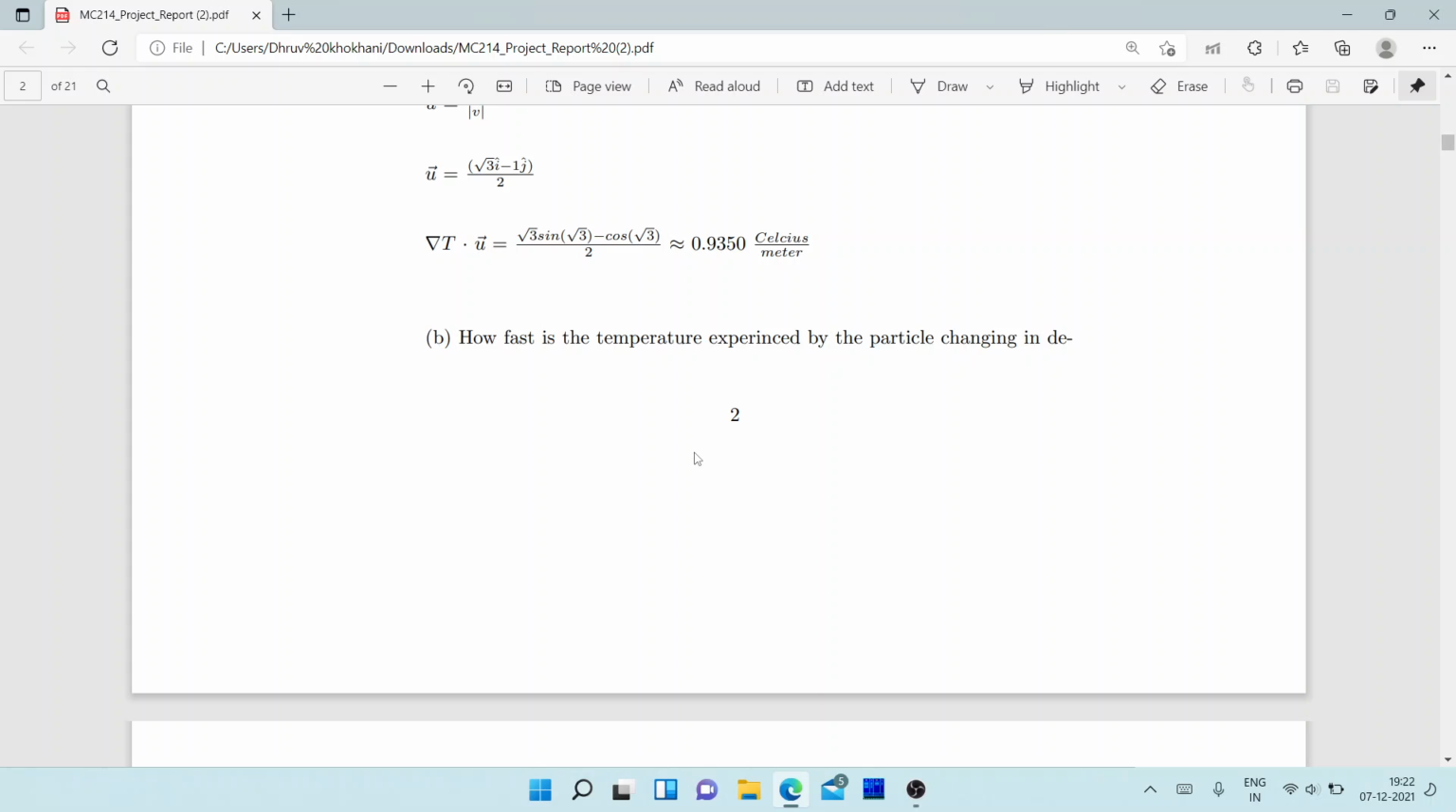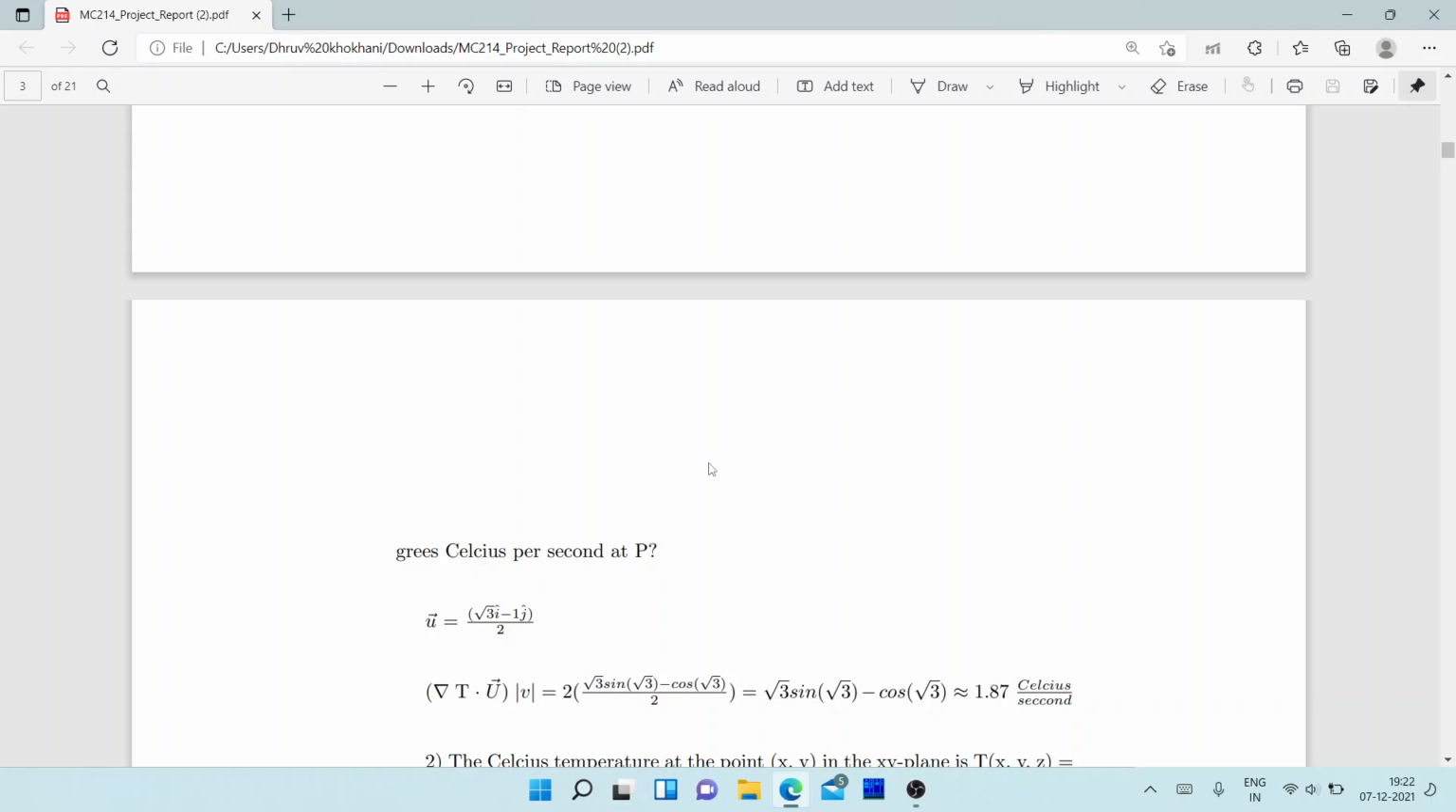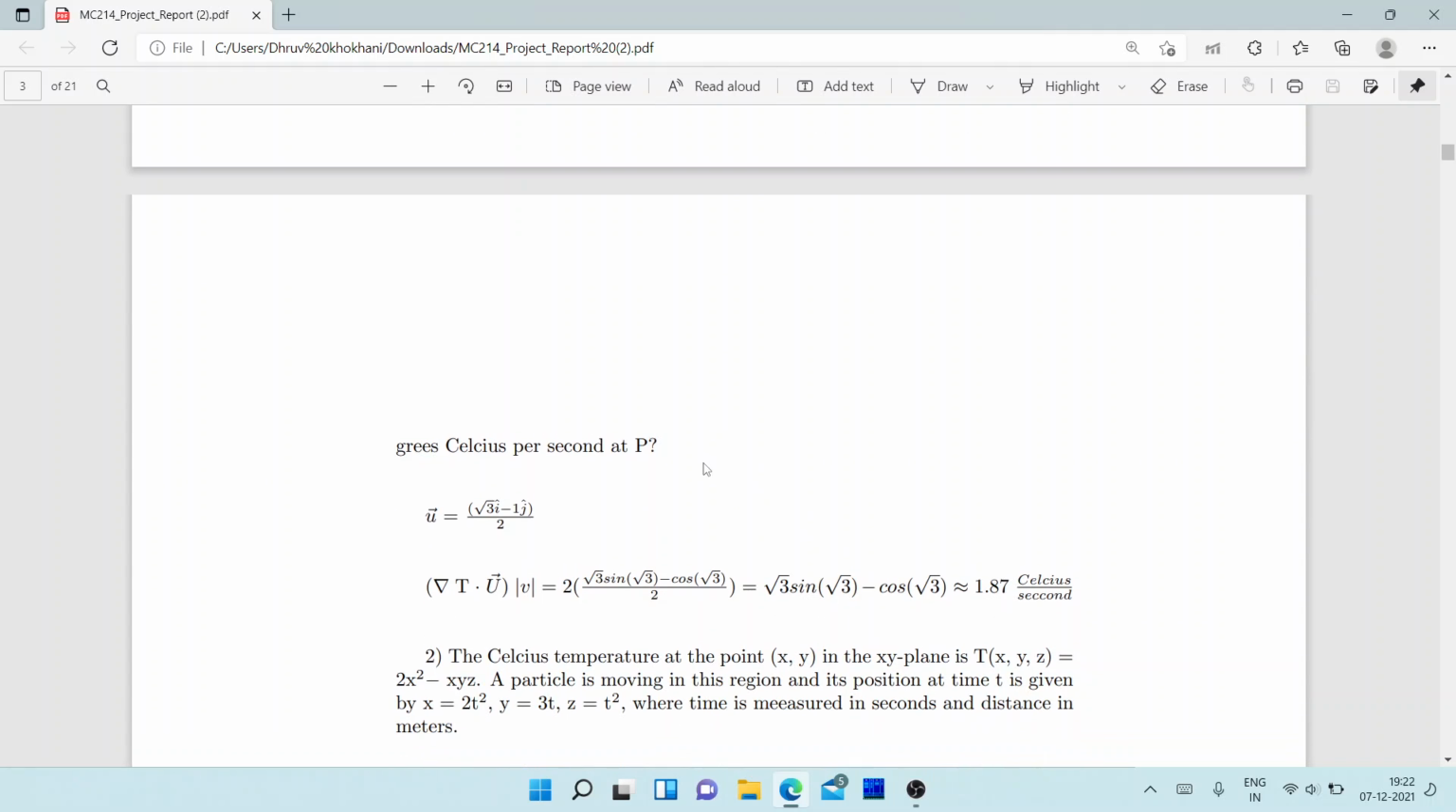In the second part, we have to find how fast the temperature is experienced by the particle at point P in degrees Celsius per second. So we find the gradient of T dot u and we multiply it by the magnitude of the velocity. So we get 1.87 Celsius per second.